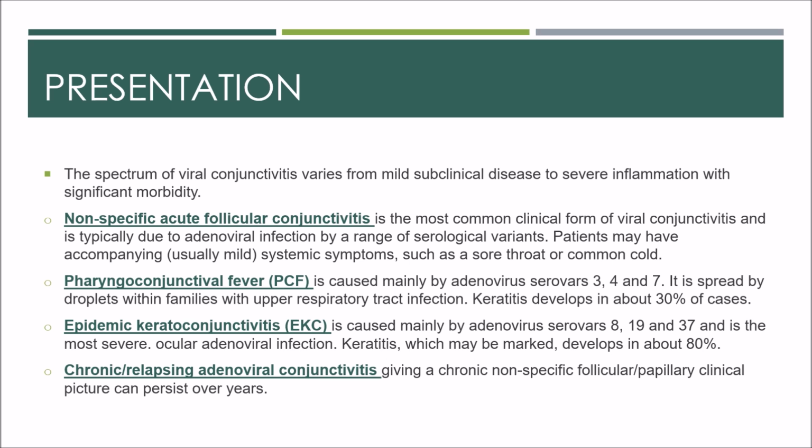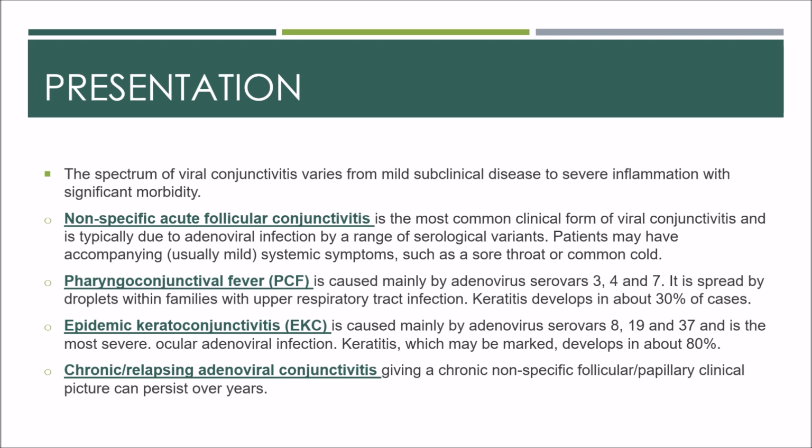Pharyngoconjunctival fever is caused mainly by adenoviral serovariants 3, 4, and 7. It is spread by droplets within families with upper respiratory tract infection, as the name indicates. Keratitis develops in about 30% of cases, but is seldom severe. Symptoms essentially involve the throat and conjunctiva.